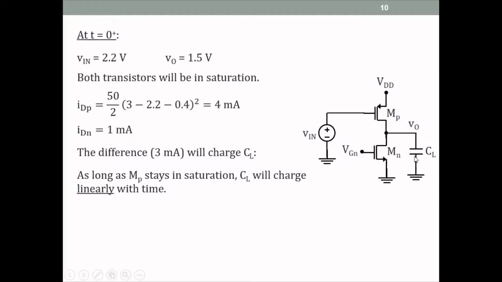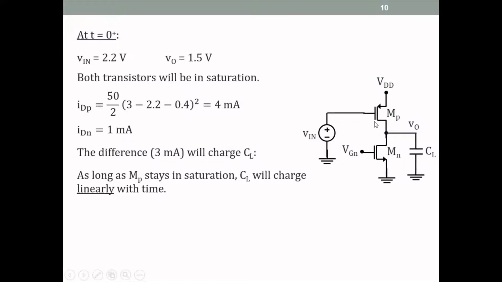Now, what will be the shape? As long as MP stays in saturation, which is till 2.2, so 2.6 volts, as VO changes from 1.5 to 2.6 volts the current in MP will be constant. So 4 minus 1, 3, a constant current will flow through CL and it will charge the capacitor linearly with time.